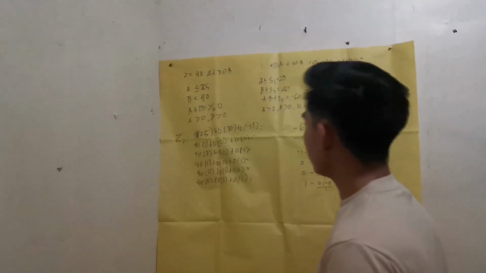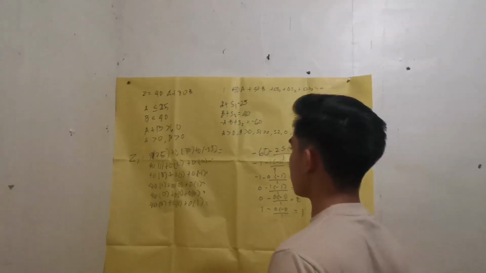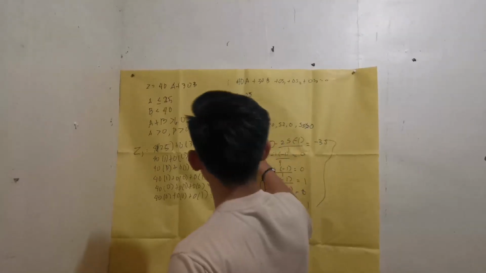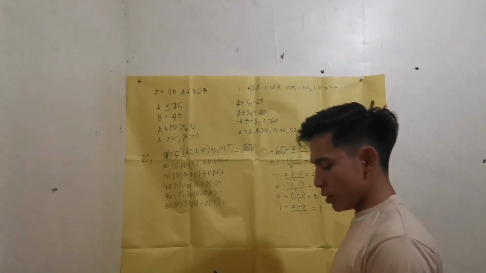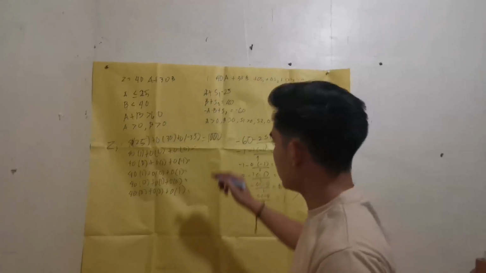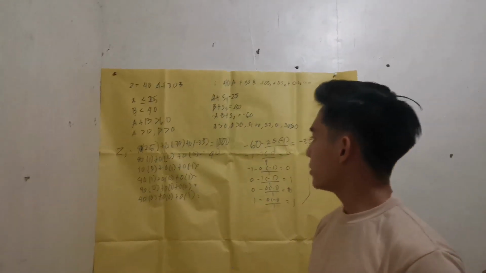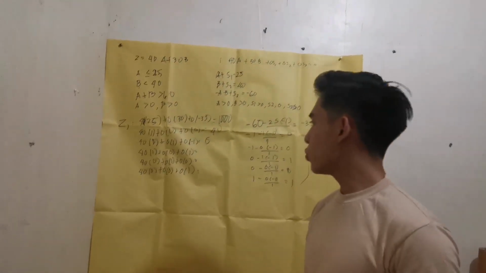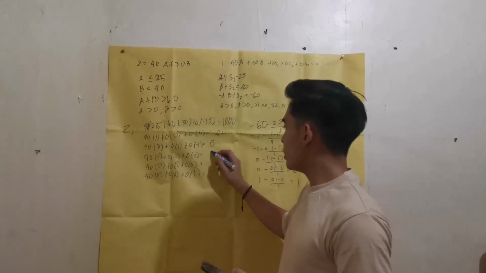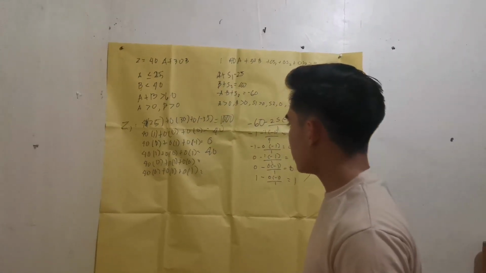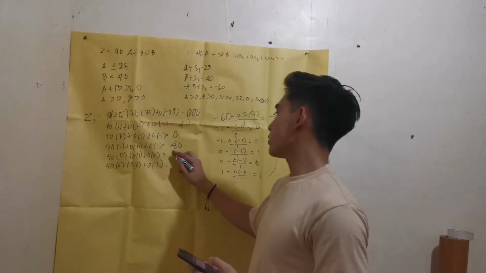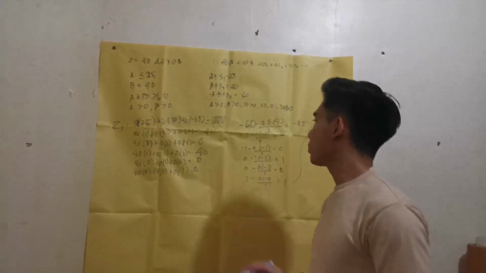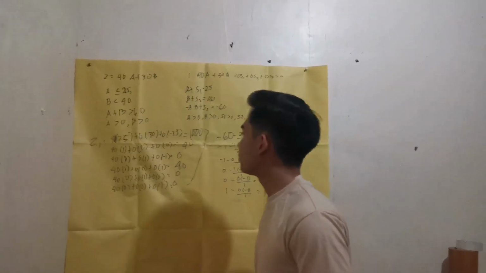So, calculate natin ito. Yung 40 times 25 plus 0 times 30 plus 0 times negative 35 is 1,000. And dito, 40 times 1 plus 0 is 40. 40 times 0 plus 0 times 1 plus 0 times negative 1 is 0. 40 times 1 plus 0 times 0 plus 0 times 1 is 40. 40 times 0 plus 0 times 1 plus 0 times 0 is 0. 40 times 0 plus 0 times 0 is 0. So, ito yung z sub j natin.